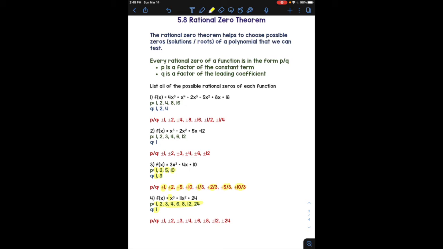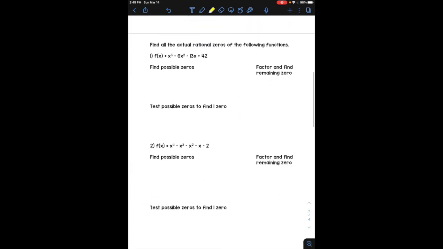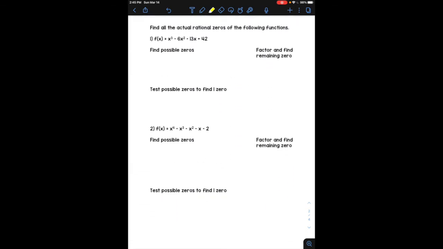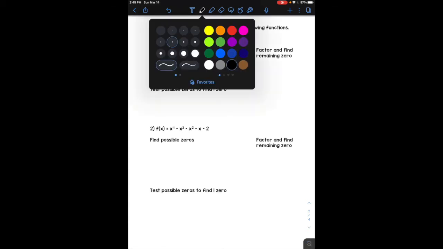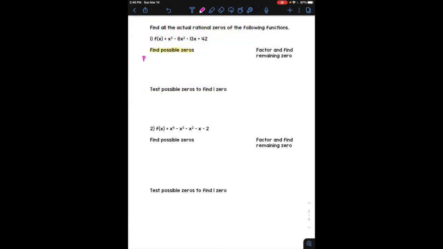Let's now turn to our second page of our notes to find actual solutions of a polynomial using the rational zero theorem. Problem number 1, and now it kind of lists the steps here for us. We're going to find all the possible zeros, in which we're then going to test in order to find one in the list, and then we'll use those to find all the solutions, or all the zeros that the polynomial has. So let's go ahead and find our possible list.